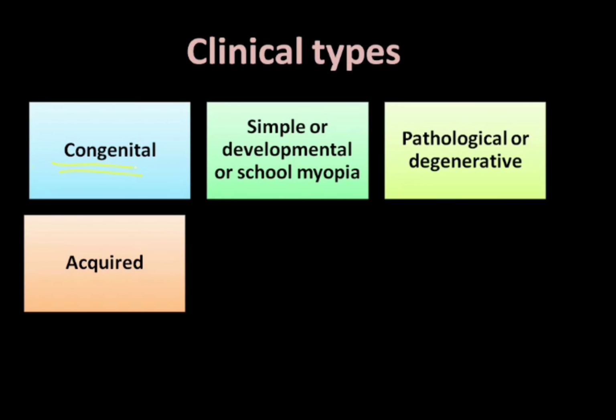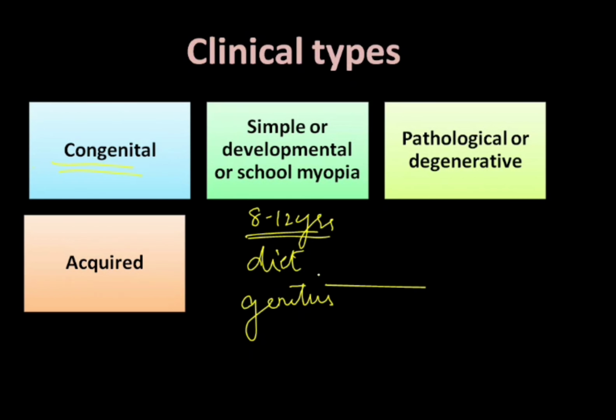Simple or developmental or school myopia is usually seen in children going to school at the age of 8 to 12 years. So school going children, therefore it is also called school myopia. The etiology includes almost the same as what we discussed in the previous slide, but in addition, diet and genetics have some role to play. Apart from these two, when a child is trained to use only near vision, that can also cause simple or school myopia or developmental myopia.